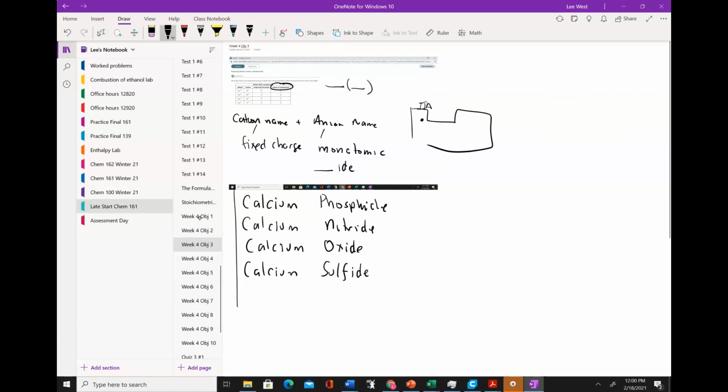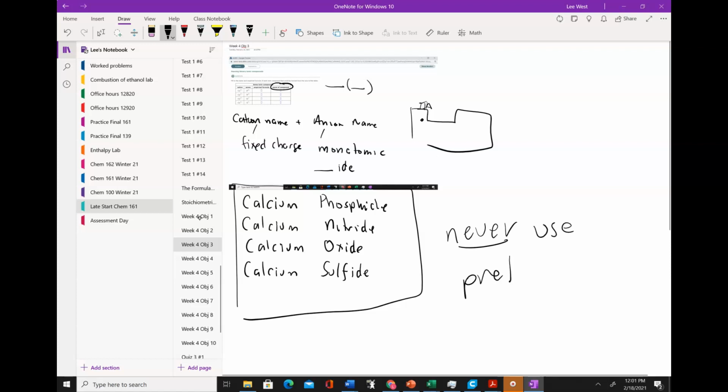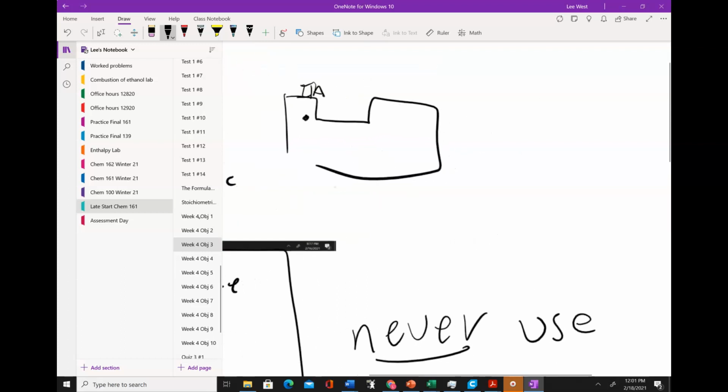Now, my preference, whenever you're asked to write both the formula and the name, is to always begin with the name. It's just the name of the cation followed by the name of the anion. For ionic compounds, never use prefixes. Never use prefixes for ionic compounds.